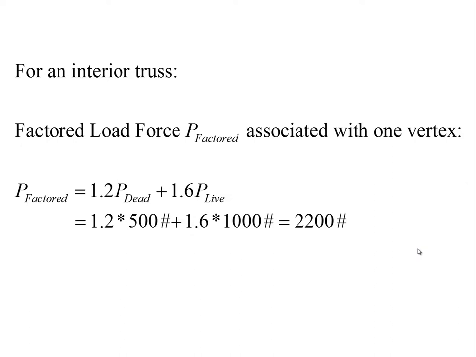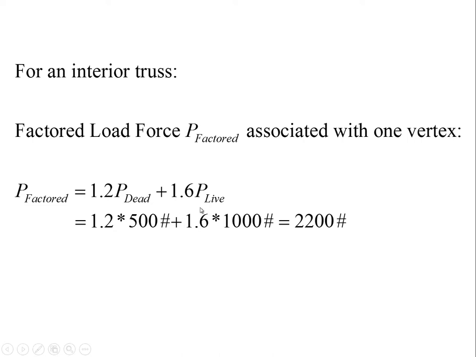Now, if we want to know the factored load associated with P dead and P live on one vertex, we'd have a factored load of 1.2 times P dead plus 1.6 times P live, or in other words, 1.2 times 500 pounds, which was the localized dead weight force associated with that vertex, plus 1.6 times 1,000 pounds, which was P live. And when we run all those numbers out, we get 2,200 pounds.